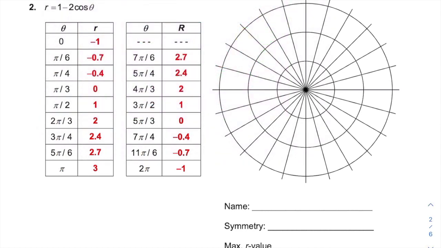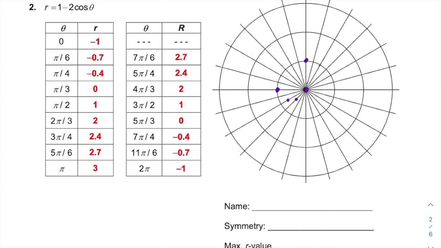All right, at 0, we are at -1, so that puts us to the left right here. At pi over 6, that puts us at -0.7, so that's going to be somewhere around here. At pi over 4, we are at -0.4, so that is, if I pass through the middle, that puts me right a little bit less than halfway, but before the first radius. Awesome. And then pi over 3, it's at 0. So I'm going to put a dot on the origin, on the pole. Pi over 2, we are at 1.